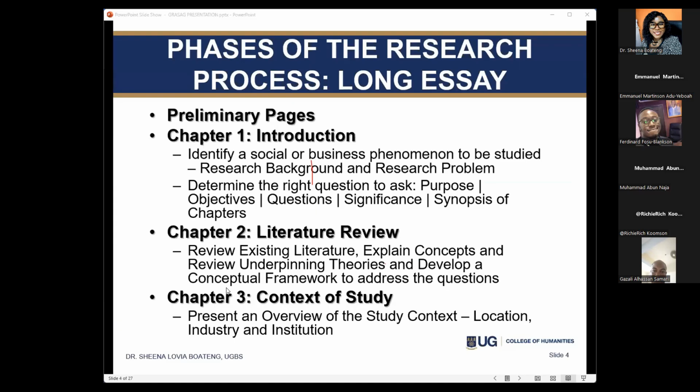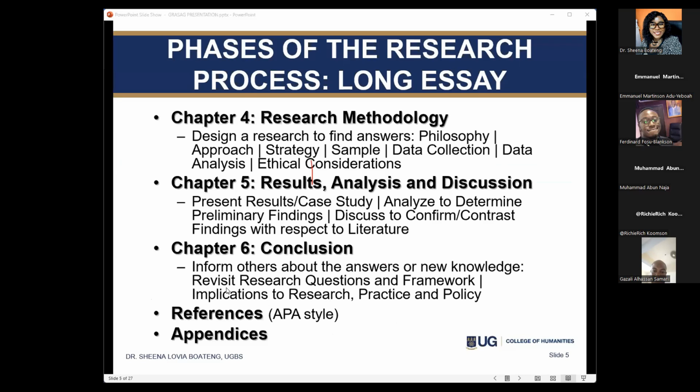So in essence, that is the set of phases of the research process for a long essay, right? Now, sometimes when you are doing qualitative research, you can collapse the context of the study into the research methodology chapter, and then you discuss both of them together. So sometimes you will see that some of the long essays have 5 chapters, especially the qualitative ones, right? But for quantitative ones, they usually need to have the 6 because the context chapter has to be separated from the methodology chapter and the analysis chapter.